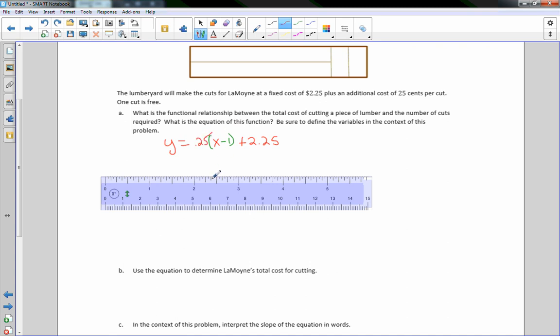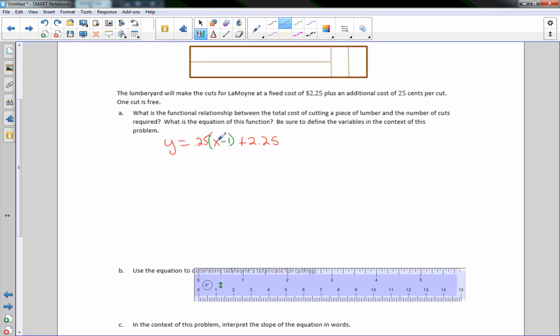So here's my equation. So let's think about this. If I plugged in one cut, one minus one is zero, times 25 cents, which is zero. So one cut didn't cost anything, just the 225 fee. If I make two cuts, two minus one is one. One times 25 cents is 25 cents for the two cuts because one is free. So this is our equation.